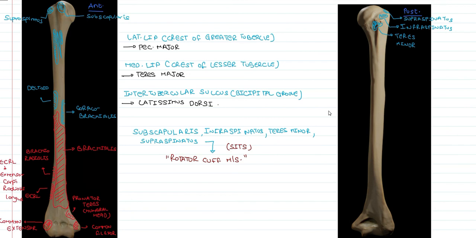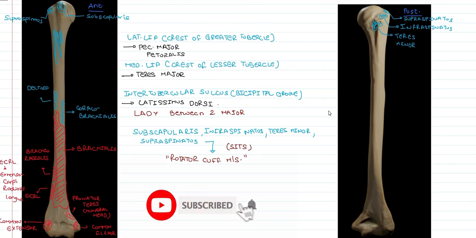Similarly, for the greater tubercle, the lesser tubercle, and the intertubercular sulcus, we have the mnemonic "the lady between the two majors," where the lady stands for the latissimus dorsi muscle, and between two majors stands for the teres major and the pectoralis major muscle. Here you can also remember that in case of pectoralis, there is presence of letter L, which would help you to remember that it inserts on the lateral lip and not on the medial lip.